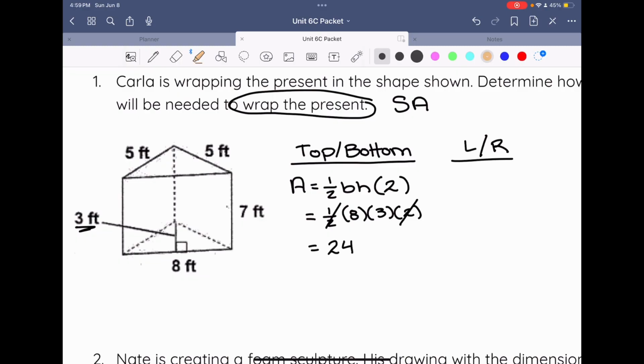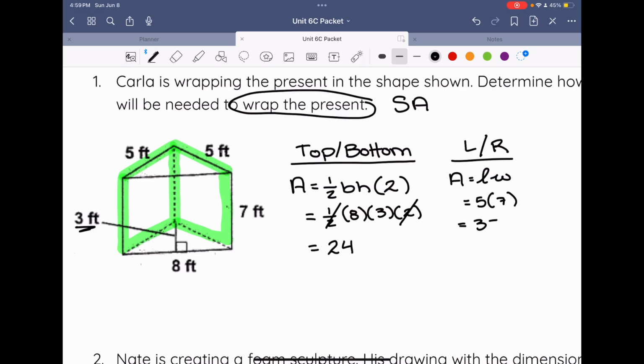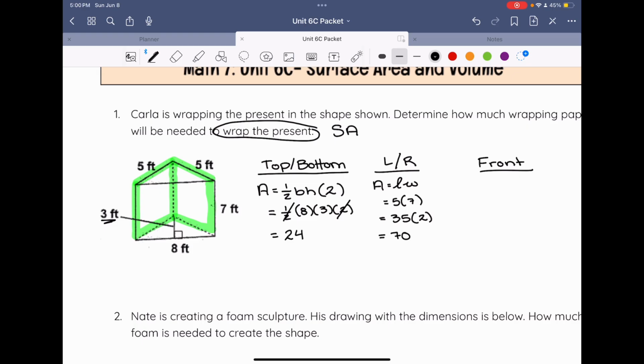And then if I take a look at this triangle, this is a special kind of triangle. This is an isosceles triangle. So that's telling me that the left and right sides of my picture are going to be exactly the same. So both of these rectangles are 5 by 7 feet. So I only have to calculate them once. So area equals length times width, 5 times 7, and times 2. Now if you do them separately, that is not wrong at all. You should end up with the same answer in the end as long as you have done it correctly.